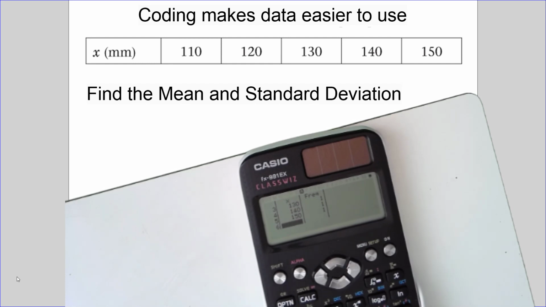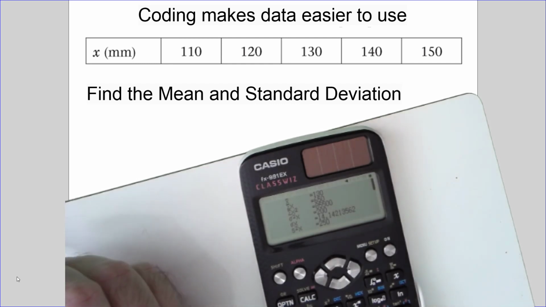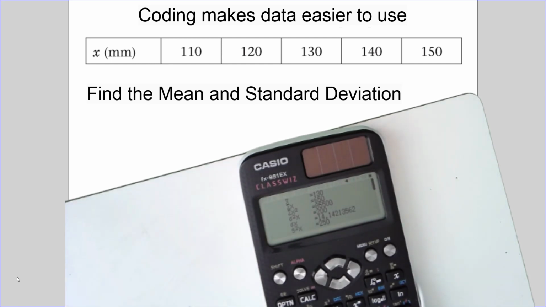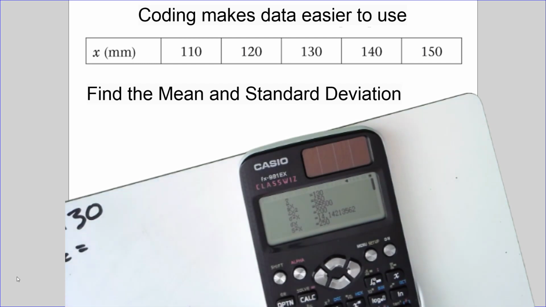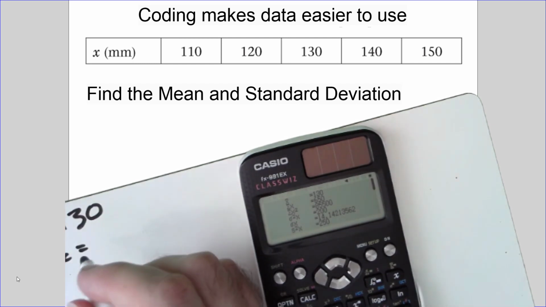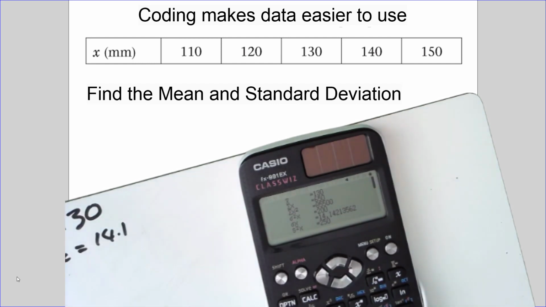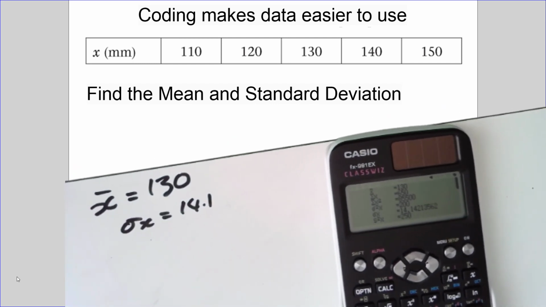So if I take this set of data and do option one variable calculations, I get that the mean, x bar, is 130 and sigma x is 14.1, and I'll keep a note of those for later.